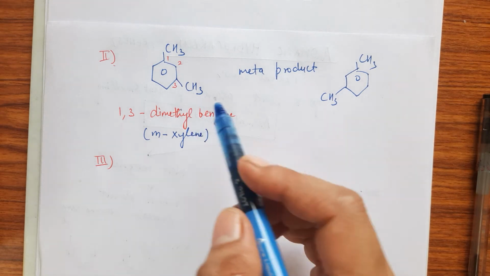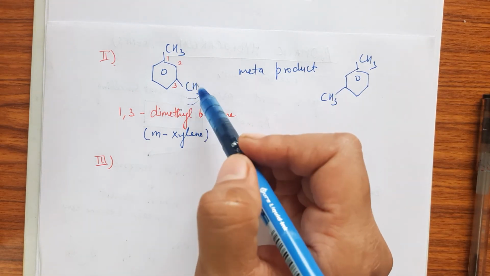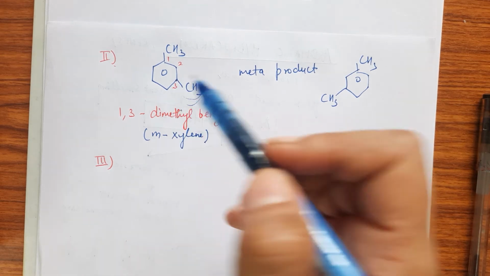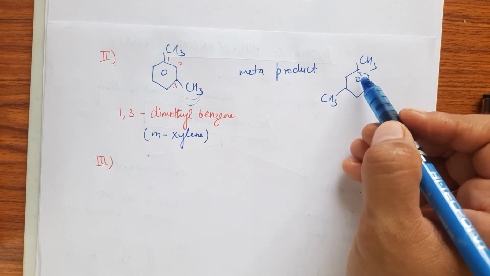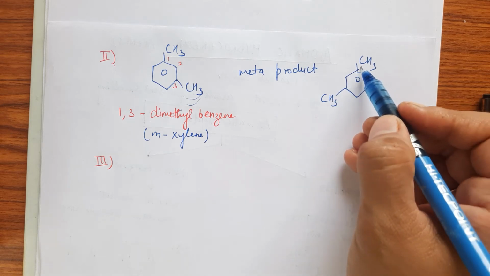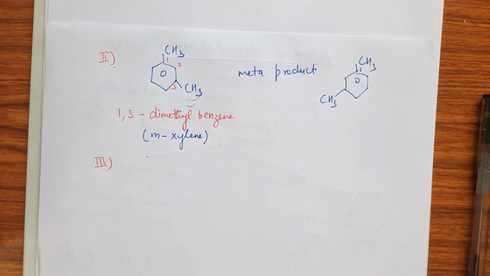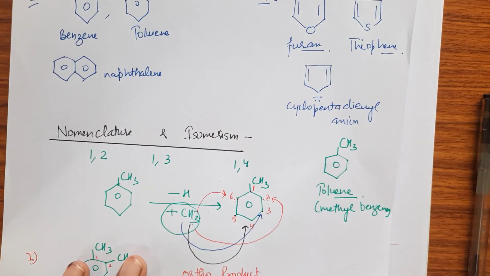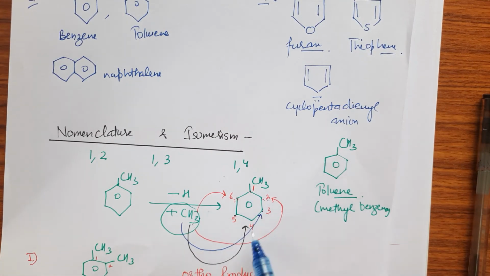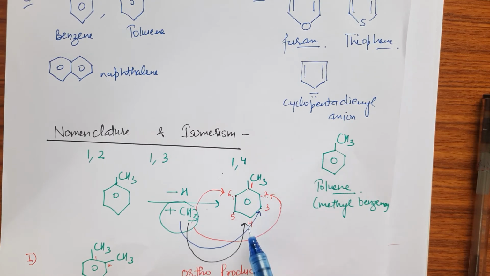Meta doesn't mean that the group or the atom should be attached to this position only, right? It means that it should be attached to the carbon which is at the third position from the first one, or at the fifth position from the first one, right? So this is the meta form, meta product. Now the last possibility to form the compound is when the incoming group is attached just opposite to the first position, which is the fourth position.